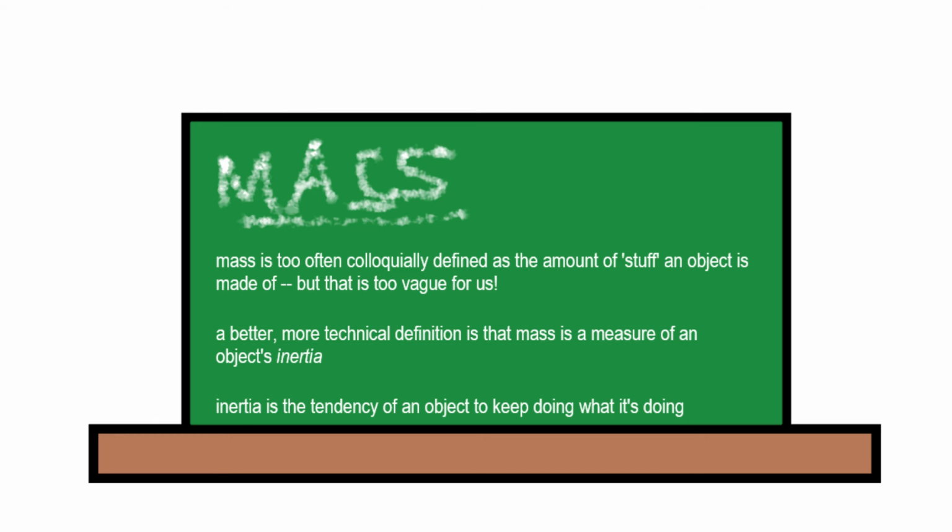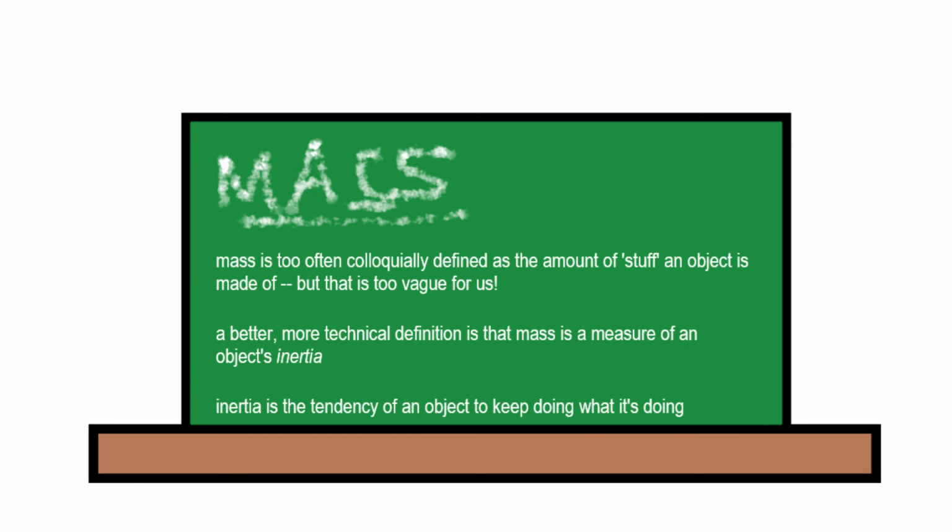By the way, what exactly is mass? I mentioned earlier that it's often defined as the amount of stuff something is made of, but it is also thought of as a measure of an object's inertia. Inertia is the tendency of an object to keep doing what it's doing.